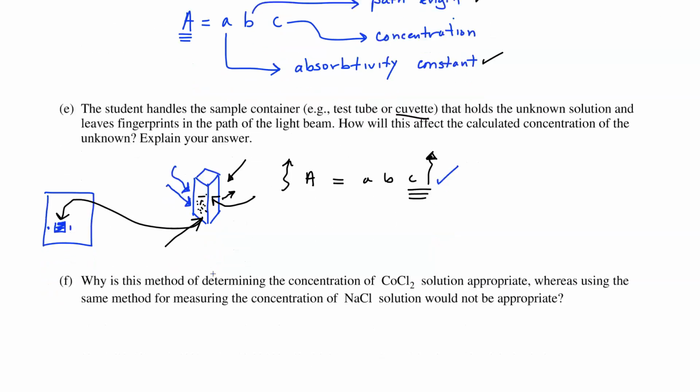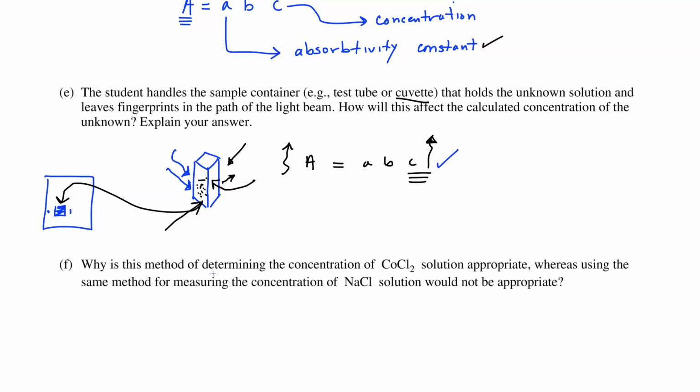All right, so F, and the last one. Why is this method of determining the concentration of cobalt chloride solution appropriate, whereas using the same method for measuring the concentration of NaCl would not be appropriate? Okay, this is a great question.